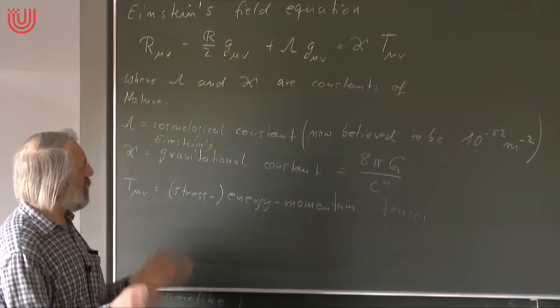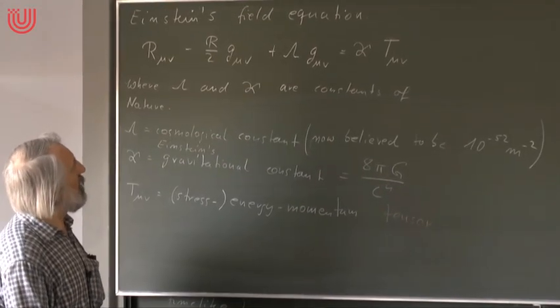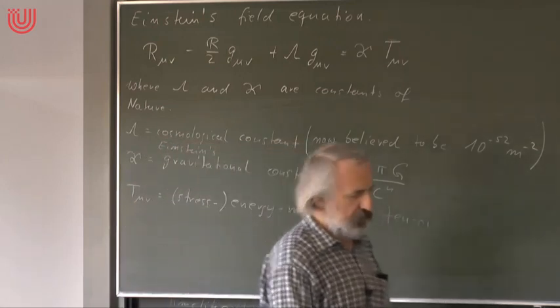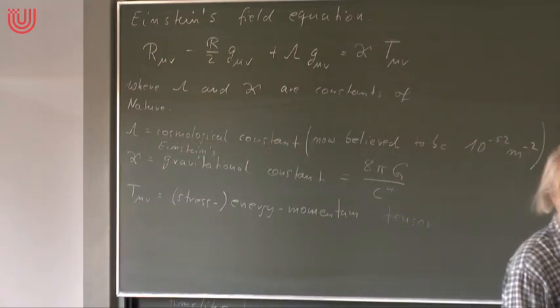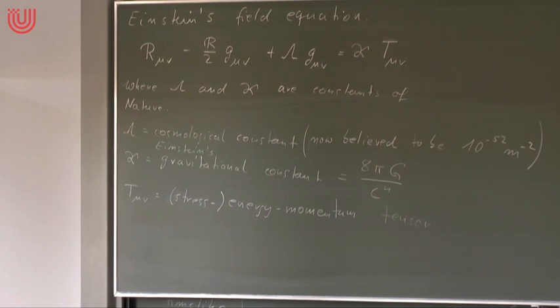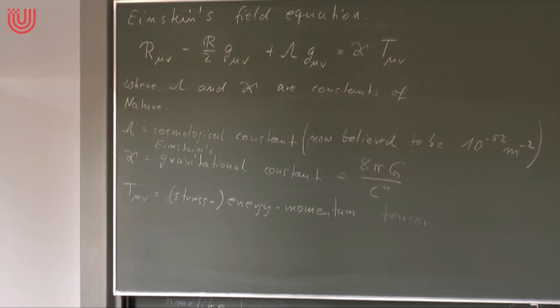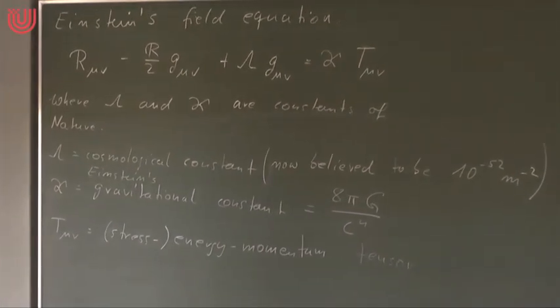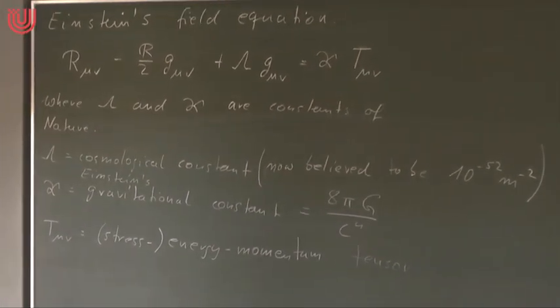And an important remark, which I always make, is that Einstein's field equations are absolutely meaningless as long as you do not specify the energy momentum tensor. If somebody tells you, I found a new solution to Einstein's field equation, that's a completely meaningless statement. As long as he doesn't tell you what the energy momentum tensor is, this is completely meaningless. So every metric is a solution to Einstein's field equation in this general sense.